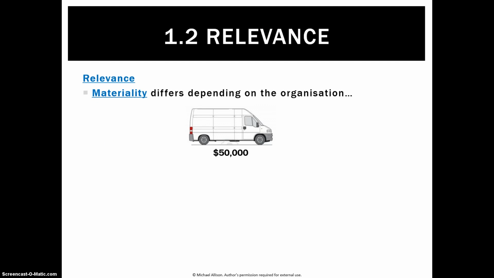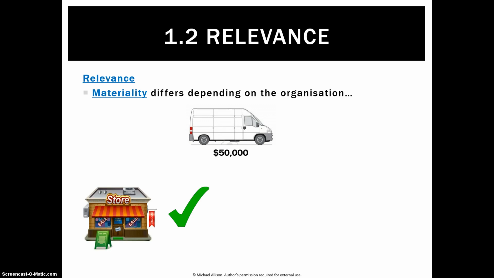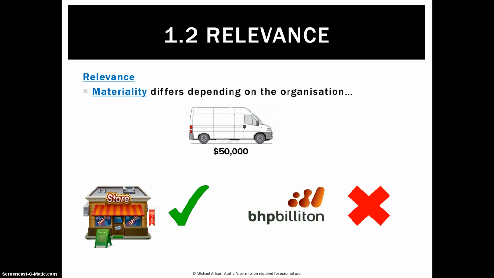Using a larger item, a $50,000 van, the amount obviously is much higher than the $250 EFTPOS machine. So for the local store on the high street, absolutely that's a material item. That's probably going to be their biggest asset, depending on whether they own their property. For BHP Billiton, should that item be included in the balance sheet? Absolutely it should. What we're talking about is if you forgot it or misstated it, you listed it at the wrong amount, would it result in bad decisions being made? I wouldn't have thought so. Given that BHP Billiton has hundreds of billions of dollars of assets, one $50,000 van either left out or listed at the wrong amount won't affect your decision making.